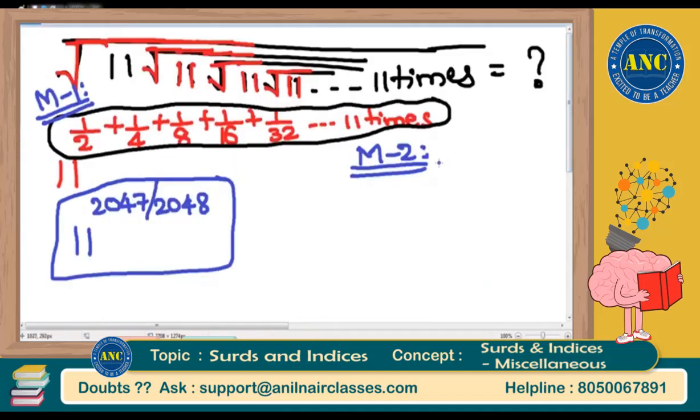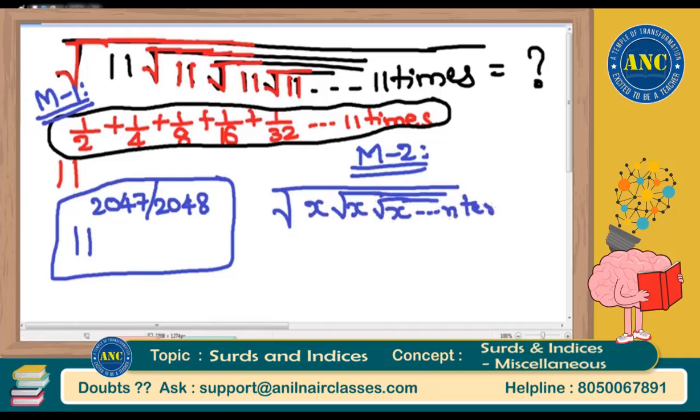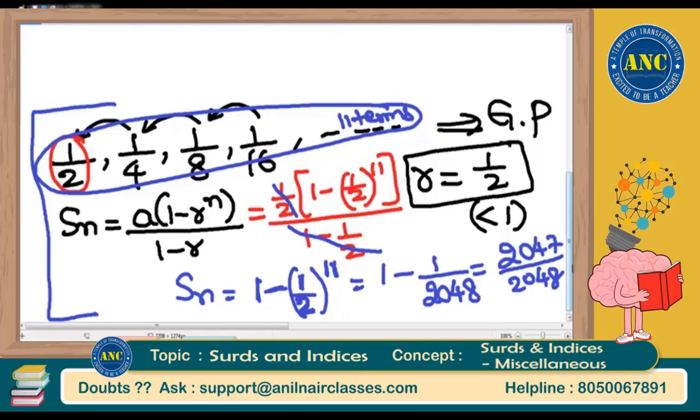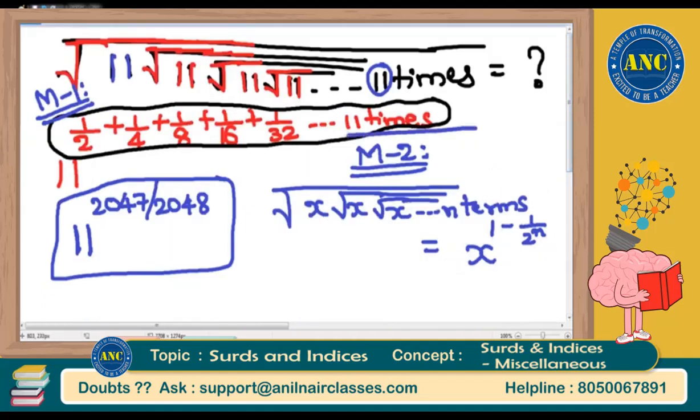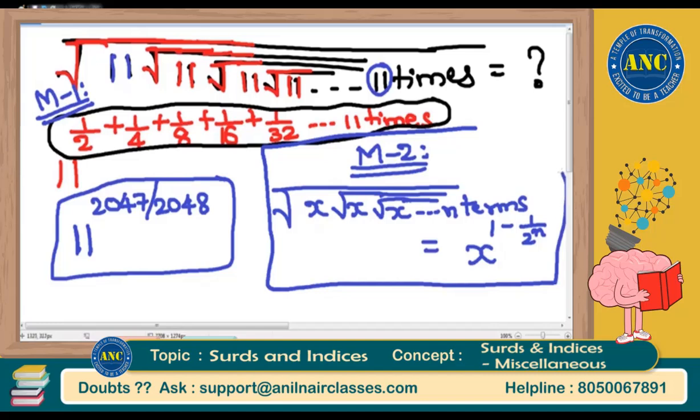So can I say that directly I can write, suppose the question is root x into root x into root x, like that it is written n times. Directly you can write it as x power 1 minus 1 by 2 power n. Here x value is 11, and n is the number of terms, here it is 11 terms. 1 minus 1 by 2 power 11. That is what I got here also. Proof I already gave you in this question. So directly substitute and use this formula if you are a formula-based learner and get the answer.